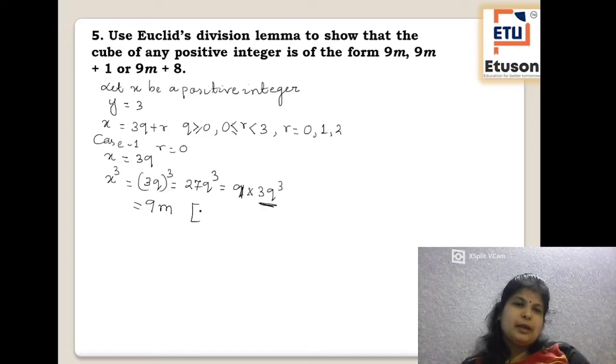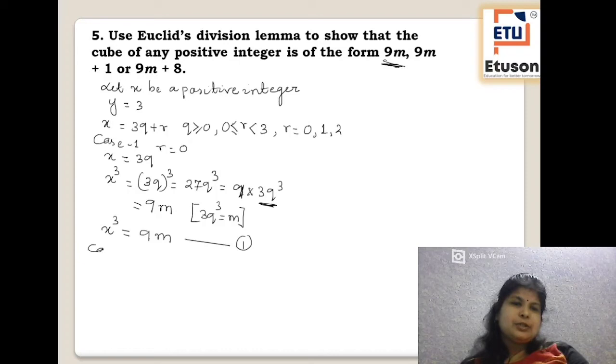What we have taken? So 3q cube is equal to m we have taken. So taking that, what is the final form of your x cube, the cube of the positive integer? It is 9m. So first part of your problem is solved. This is your case 1.